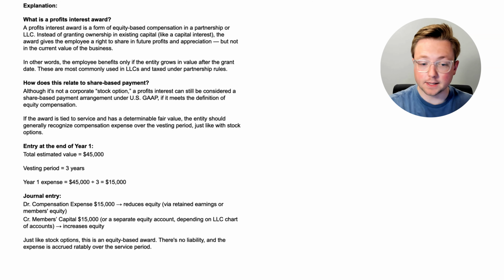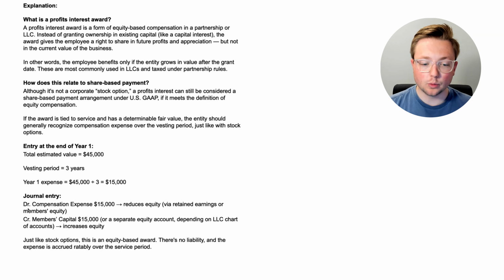It's pretty simple. Take the total estimated value, which was $45,000, and that was given at the very end of the question. Vesting period is 3 years. Year 1 expense would be the $45,000 divided by 3, $15,000 of compensation expense. So very similarly to what we've done before, you debit compensation expense for $15,000. That reduces equity via retained earnings. And then you credit members' capital, which is a little bit different than what you saw in the other questions.